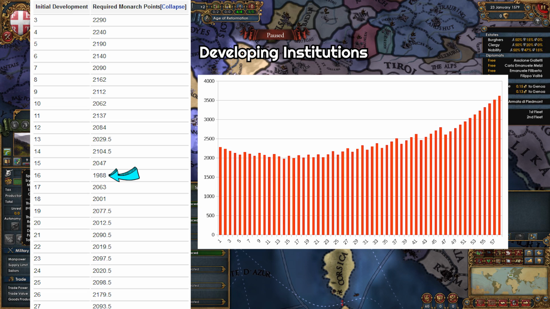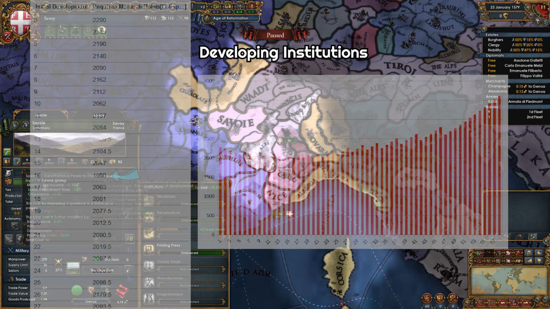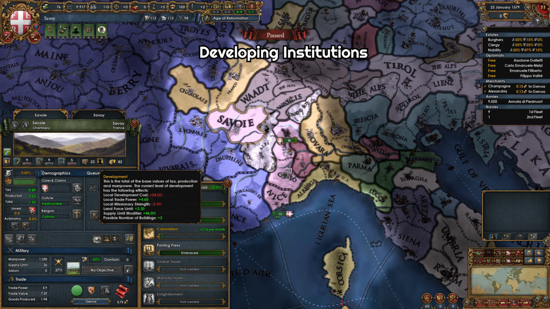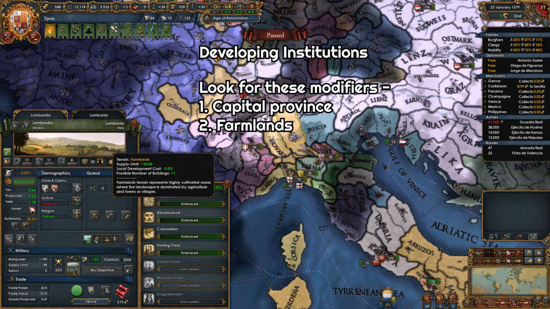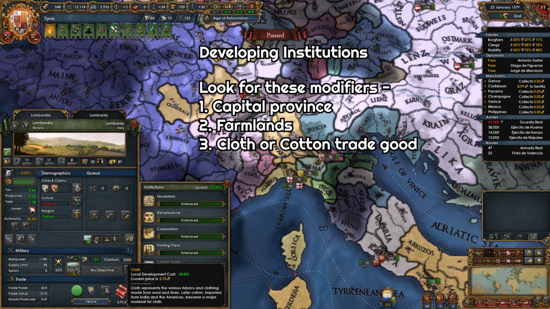So while this graph gives us a good idea of which province to develop, you will need to consider all the development cost modifiers. You can see all of them right here when you mouse over. You need to keep a few of these modifiers in mind when looking for a province to develop. First is that your capital will always have some cost modifier. A province with farmland gets a 5% discount. A trade good of either cloth or cotton gives a 10% discount. So if you can find a combination of those, you should definitely start developing the institution there.